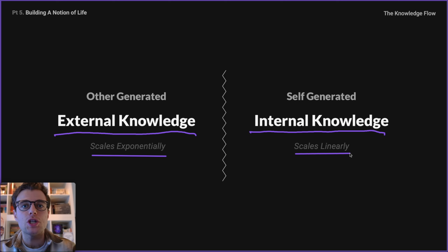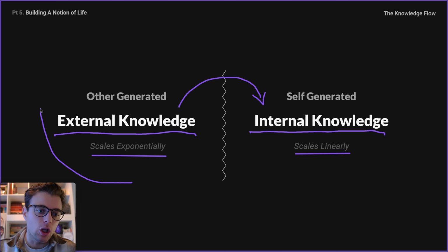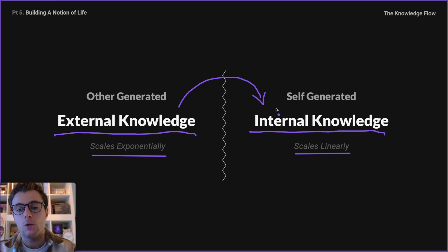Our personal knowledge does not scale exponentially. This hasn't really changed in the past 100 or 500 or 10,000 years. We still have the same ability to generate knowledge ourselves, but we can use external knowledge to improve our internal knowledge, right? From this very large ocean of information, we can get the things that are useful, and use that to improve our self-generated and internal knowledge.